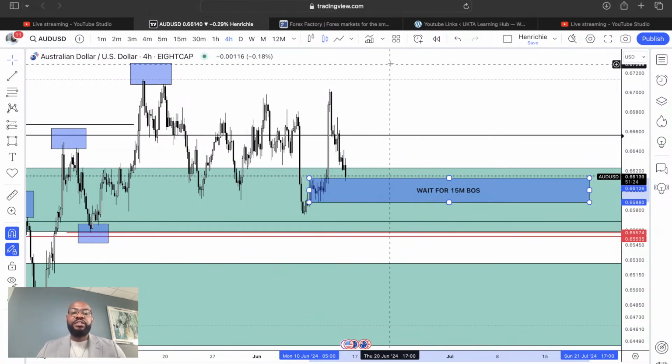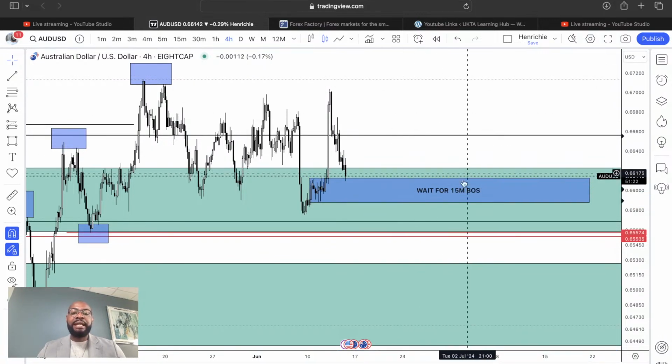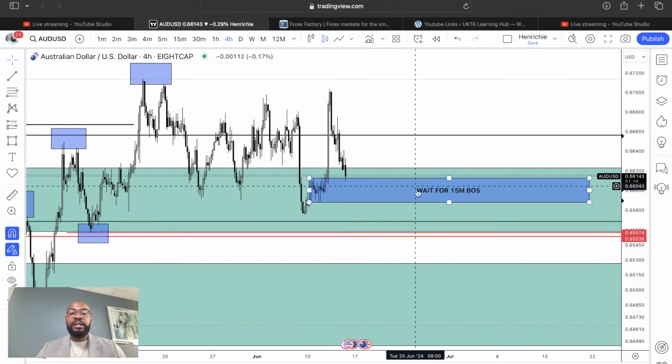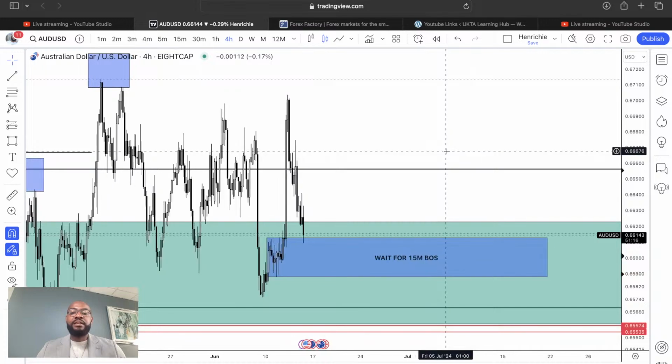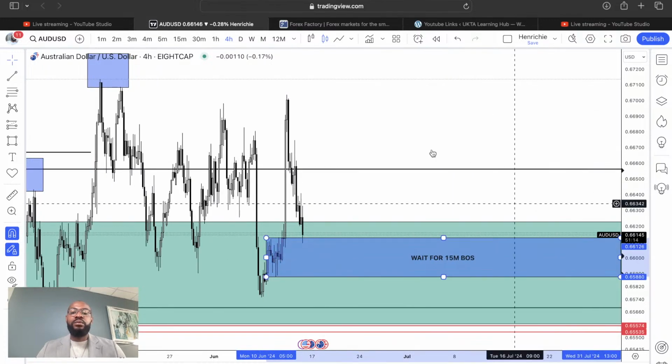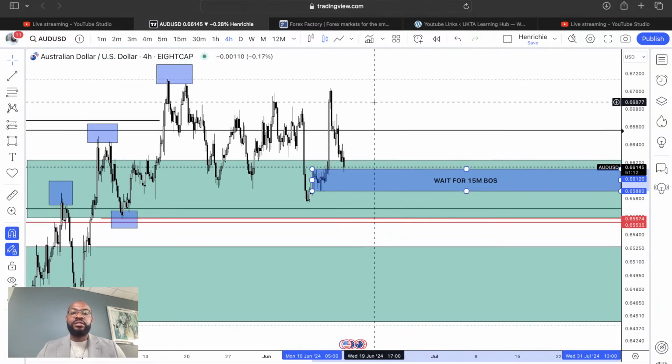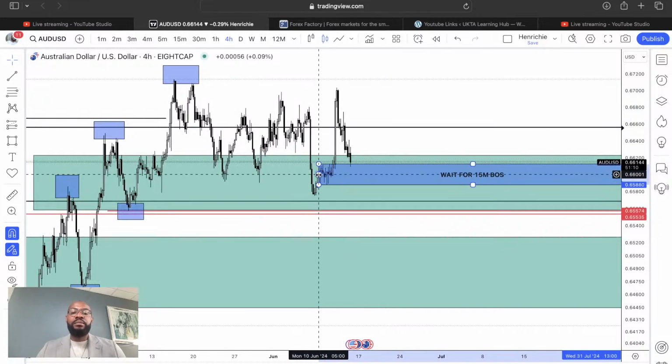If we see a 15-minute shift in market structure to the upside, then we'll look for a re-entry. We'll look for a retest. Once price comes down for a retest, we'll wait to see a 3-minute shift in market structure to the upside, and then we can potentially buy.